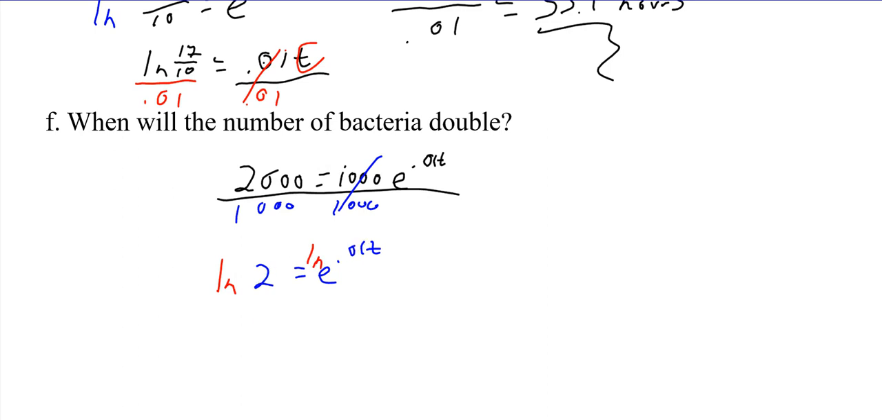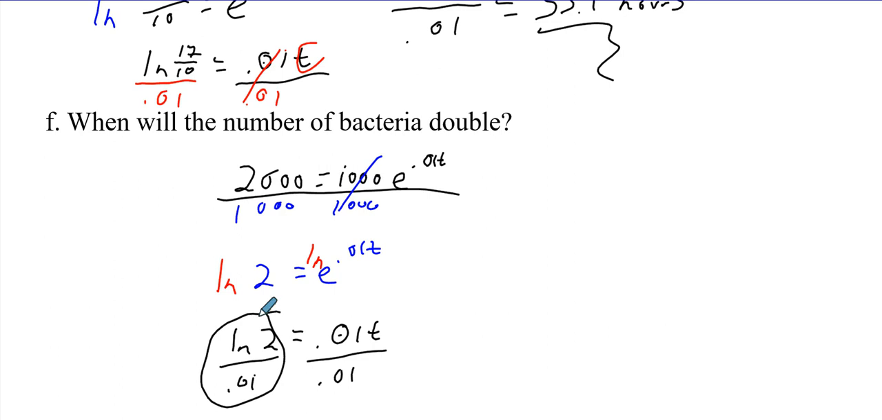that will simplify out, and I'm going to be left with ln of 2 is equal to 0.01 t. Dividing by 0.01 and typing that into my calculator, that simplifies out. So then I get that t is equal to 69.3 hours is how long it will take for that bacteria to grow out.